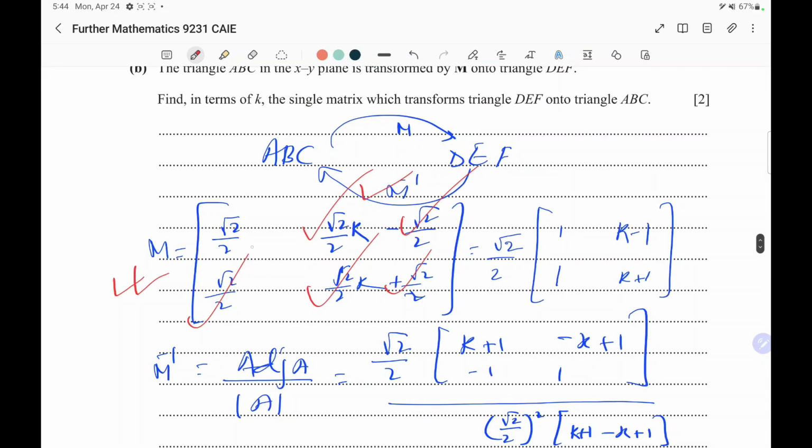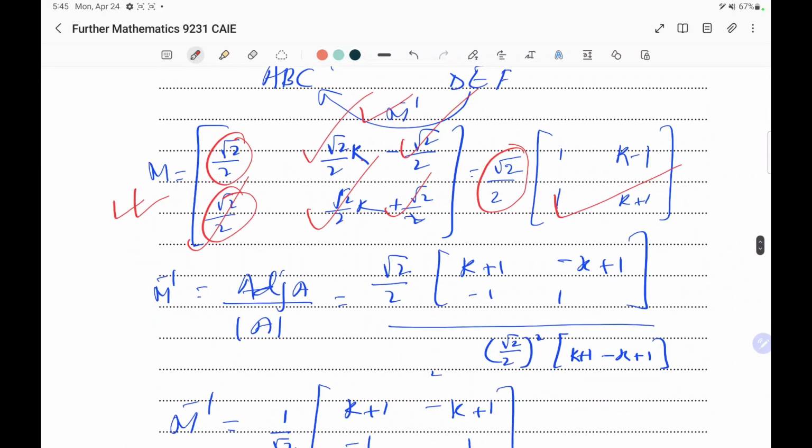Okay, so you can observe here that root 2 over 2 is common everywhere, so you can take root 2 over 2 outside. Now here it is 1. You can check, it's outside, so it's 1. Then here also, outside, it's 1. Now this is k minus 1, this is k plus 1. So this is my M.